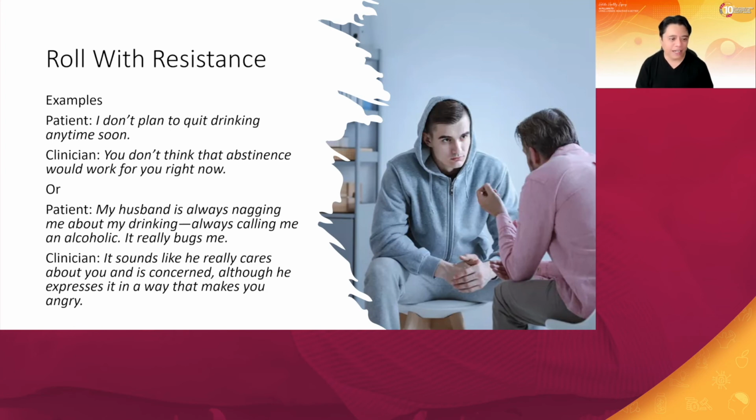So the patient is angry. And you as a clinician could say, you know what, it sounds like he really cares about you and is actually concerned, although he expresses it in a way that makes you angry or that really bugs you. So that is acknowledging that the patient is feeling angry, is feeling bugged by what the husband is saying, but it is also showing that, look, here's the other side to the coin. Your husband really loves you. Your husband really cares for you. The only problem is he's not showing it or expressing it in a way that you like, and that's why it gets you angry. So this is how we want to roll with resistance.